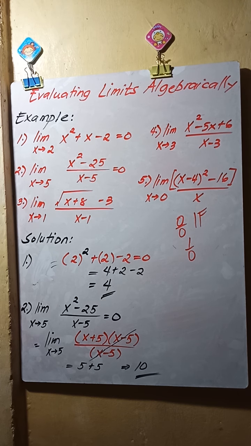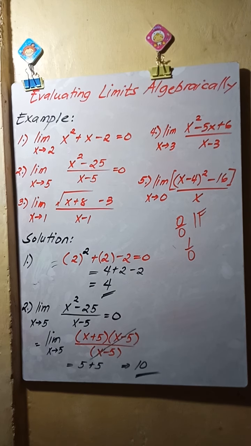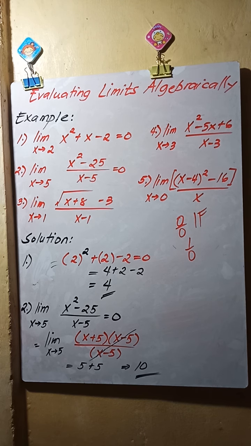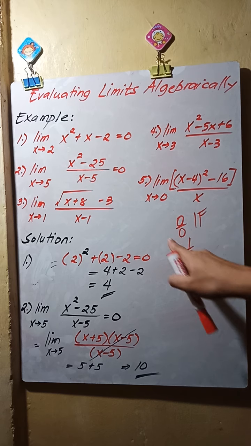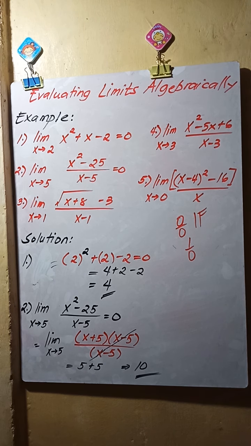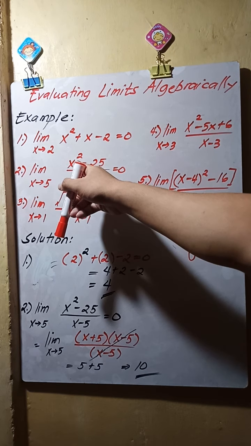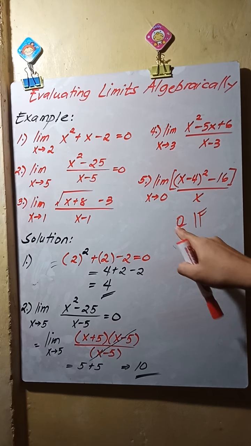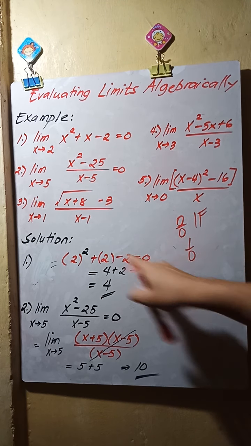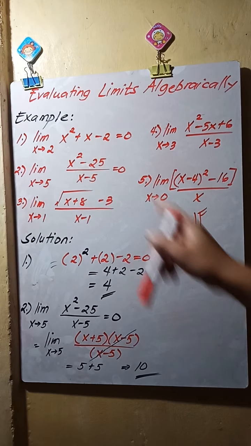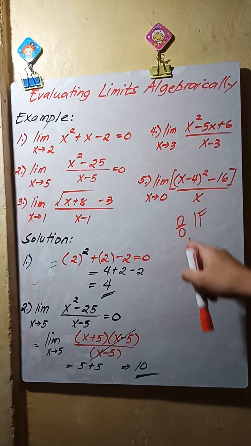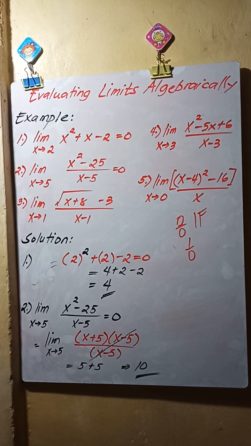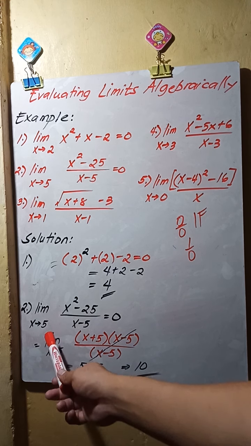So sa number 2 naman, bawal tayo mag-direct substitute. Bakit? Kasi nga pag dinirect natin substitute, magiging indeterminate form siya. Kasi nga when x is 5, squared, that is 25. 25 minus 25, that is 0 yung sagot. 5 minus 5, that is again 0 yung sagot. So magiging indeterminate. So bawal tayong magkaroon ng ganyan. So paano natin i-evaluate? So andyan yung solution natin sa number 2.